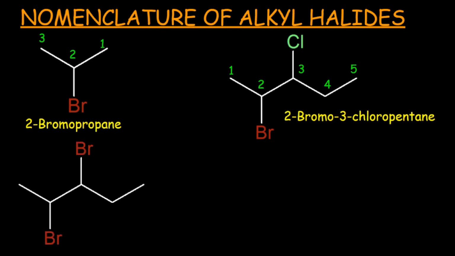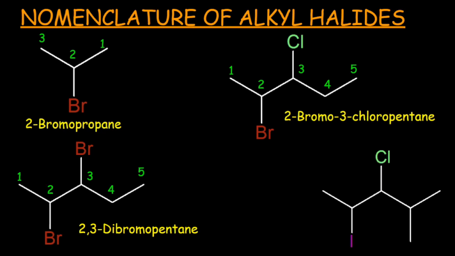In this molecule, 2 bromine atoms are present. So you have to use the word di before bromine. So firstly, select the heading part and number the heading part 1, 2, 3, 4, and 5. So the name of the molecule is 2,3-dibromopentane.